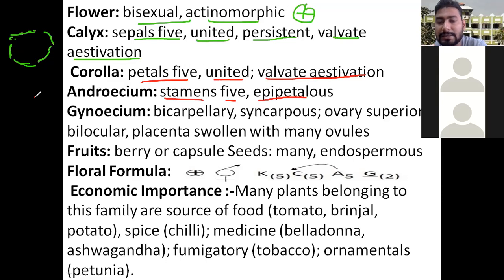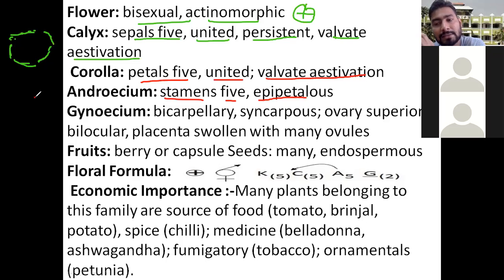Adhesion. It is the adhesion type. Cohesion type means when the filament of stamen, not anther, gets fused with each other. That is called cohesion type.